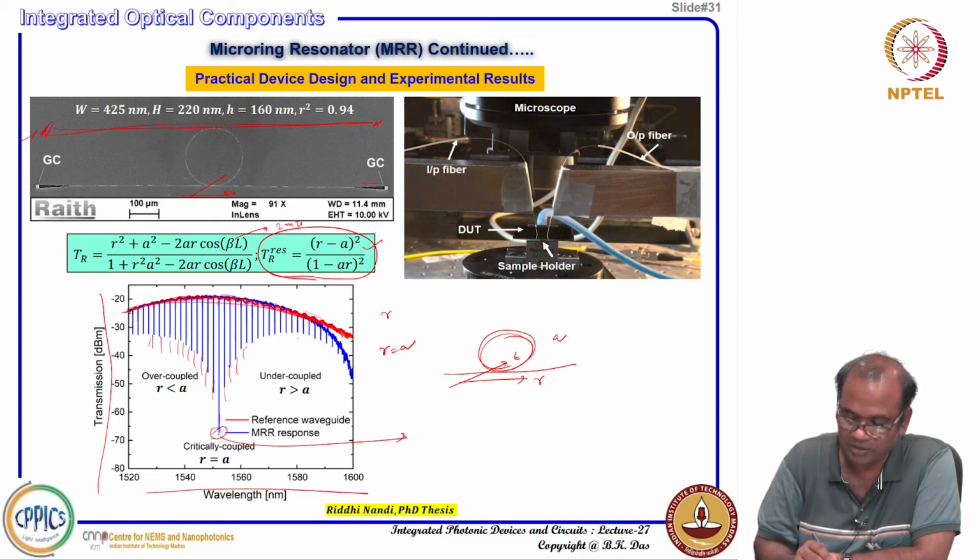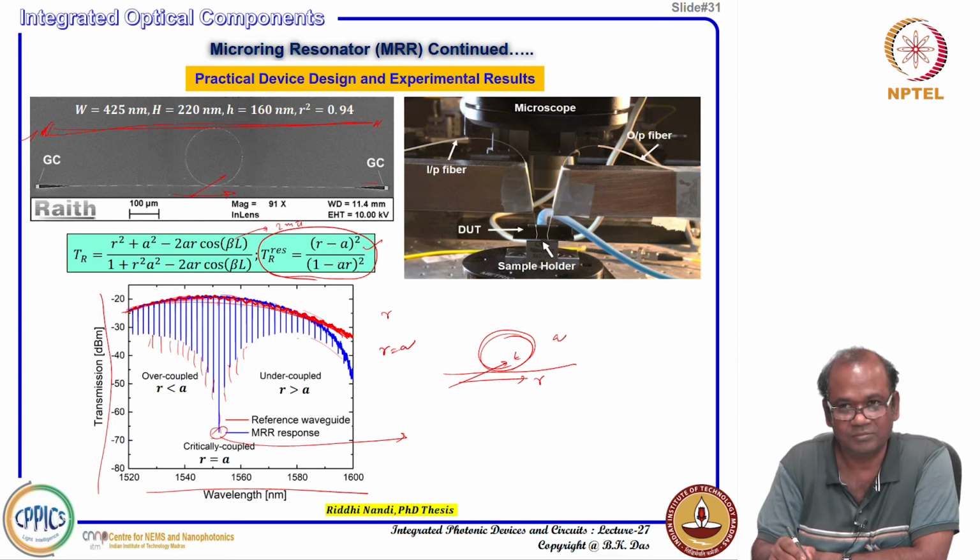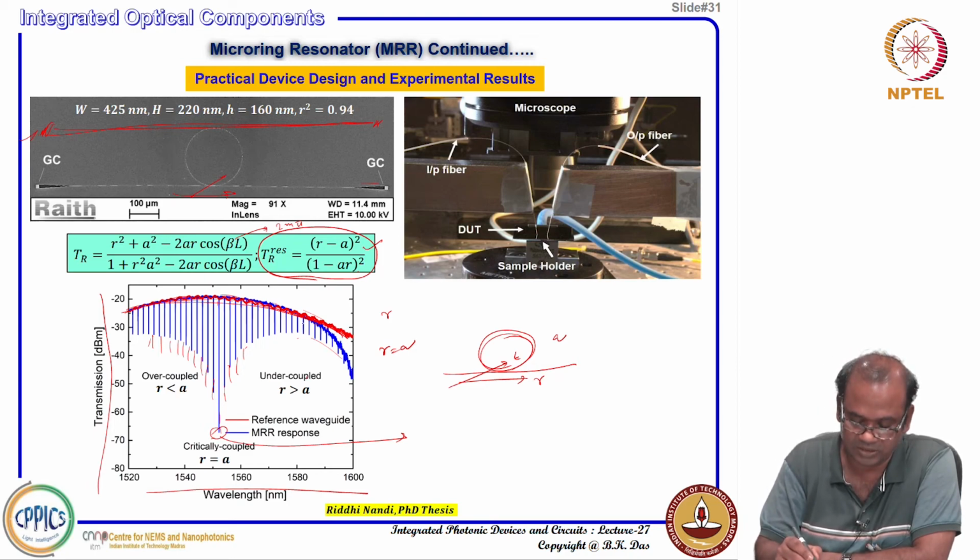So, you can get 0, that is actually critical coupling. And on the right side, if you go, that means this R value is somehow greater than the round trip loss, and that is why your extinction is dropping. So, R is greater than A, your transmission will be reducing; as you increase, transmission will be increasing; and R less than A, because it is a square value, that will also be reducing.